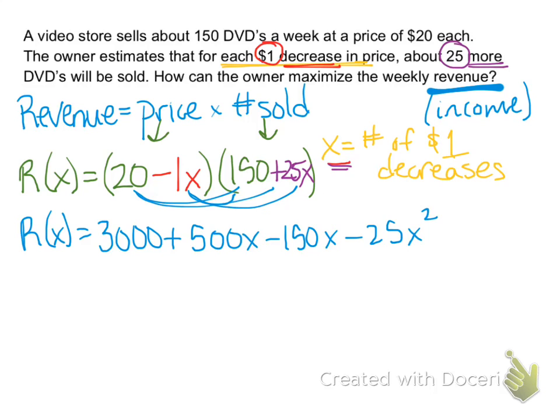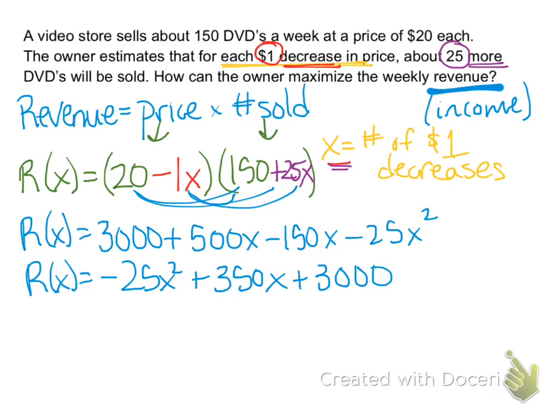And now just combining like terms and writing this in standard form, I get r of x equals negative 25x squared plus 350x plus 3,000. And so what exactly does this mean? Well, it's negative 25x squared, so it's going to be a parabola opening down. But again, what does this mean?